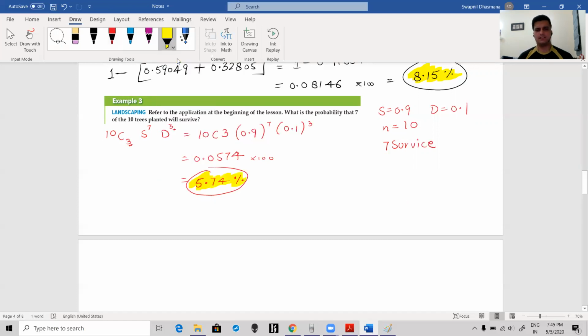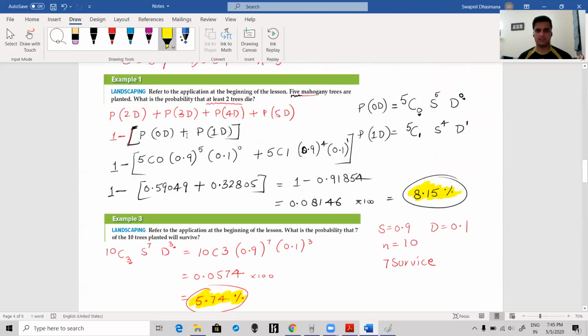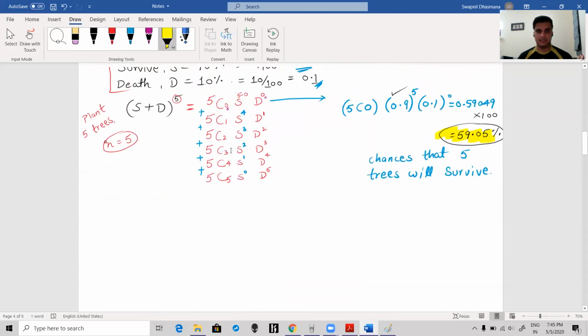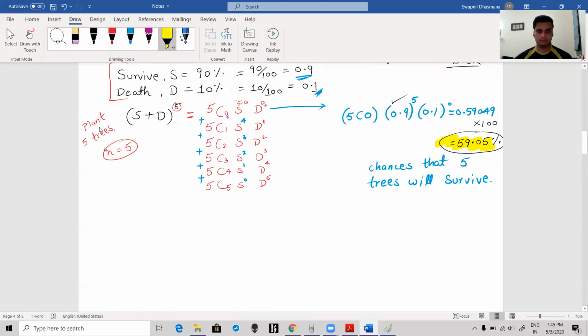And that's how we do questions. It's very simple, just formula based. All you have to remember is this thing. So for example, if N for me is 7 and they want 2 trees to survive, all I have to do is N7, C, survive, death. I want 2 to survive, so 5 will not survive. So this 5 will come here, and I'll just put in the numbers, and I will solve.